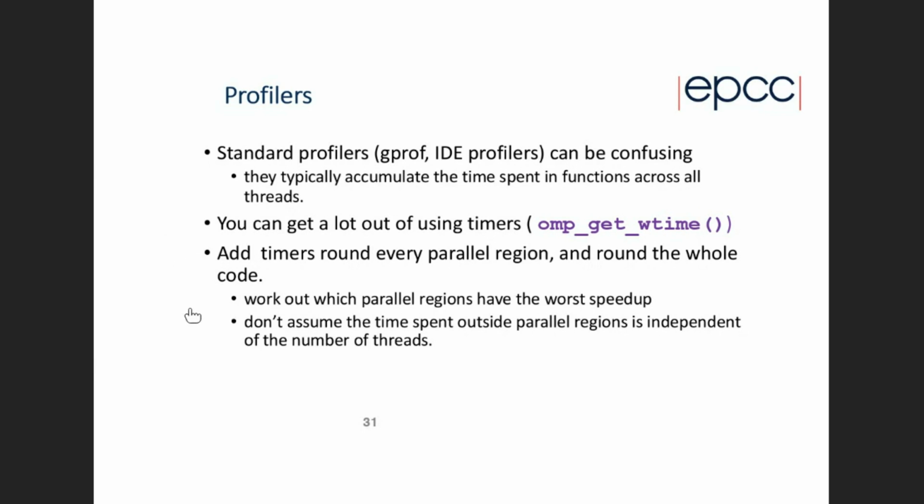And then at least you can work out which parallel region has got the bad speedup. So that gives you a long way towards localizing your problem. And again, remember, don't assume that the time spent outside parallel regions is necessarily independent of the number of threads. So if you have timers around every parallel region, and timers around the whole code, then you can subtract and recover the time for the sequential code, which also tells you something useful.